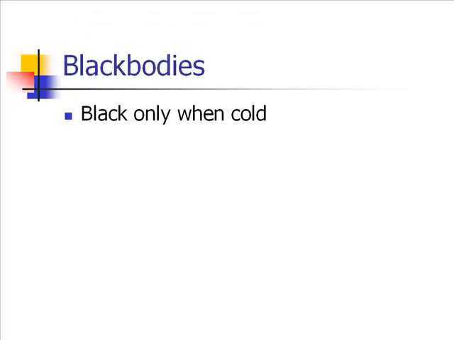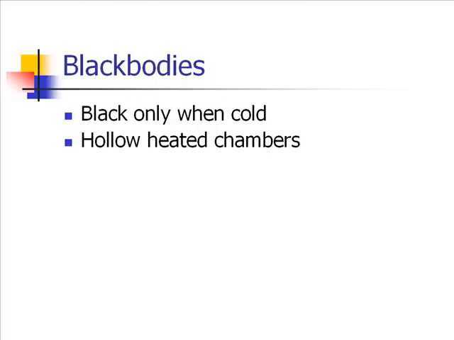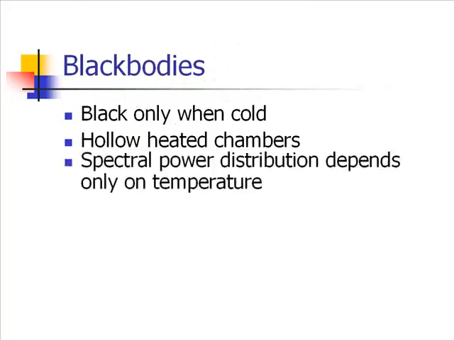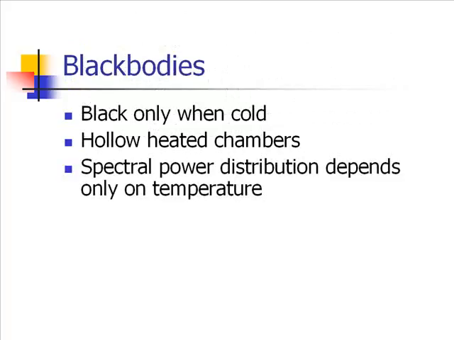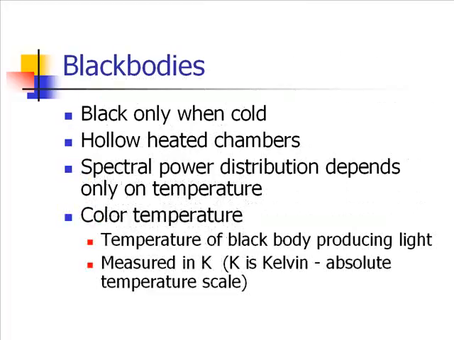And when we describe light sources, we'll describe them by the temperature of that light source. And we'll call that the color temperature. The definition of that is the temperature of a black body producing light. And it's measured in K. K is an absolute temperature scale. It stands for Kelvin. Anybody ever used Kelvin before in chemistry or physics? It's kind of the scientific measure of temperature.